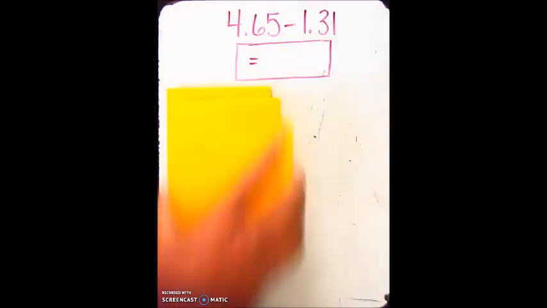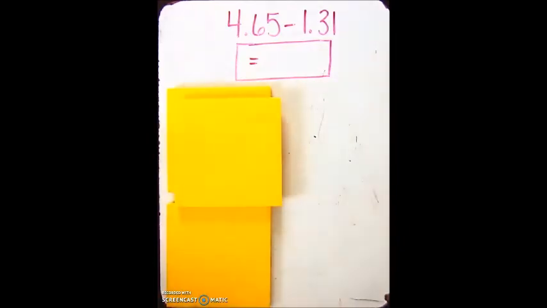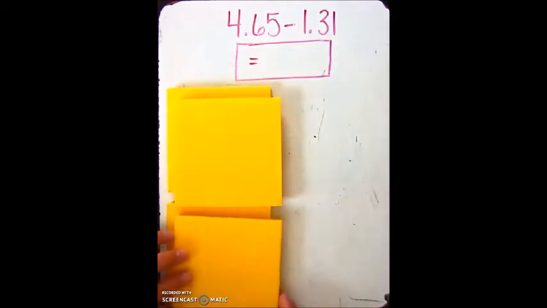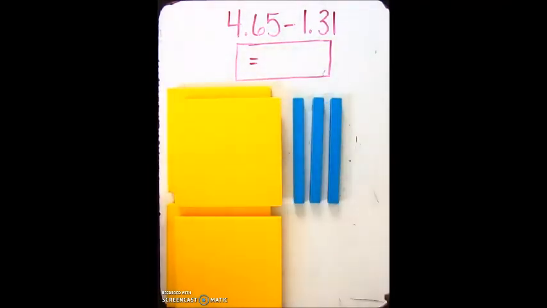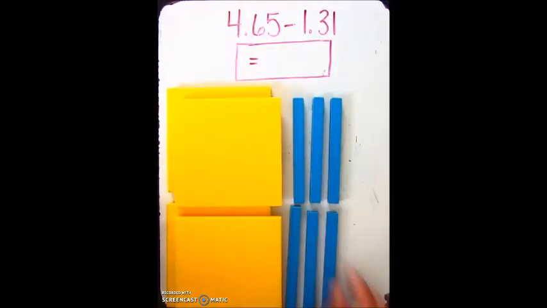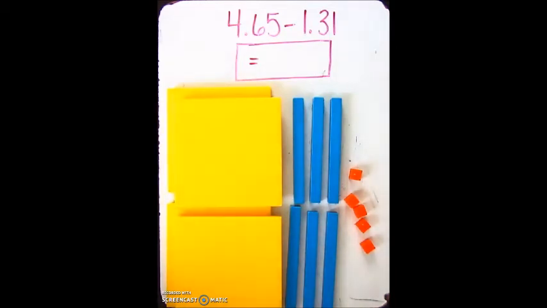I'm going to need a little bit more space here. Start by modeling 4 and 65 hundredths. Here's my 4 ones, my 6 tenths, and my 5 hundredths. And now I'm going to actually remove 1 and 31 hundredths from my picture. Then what's left will be the final difference.